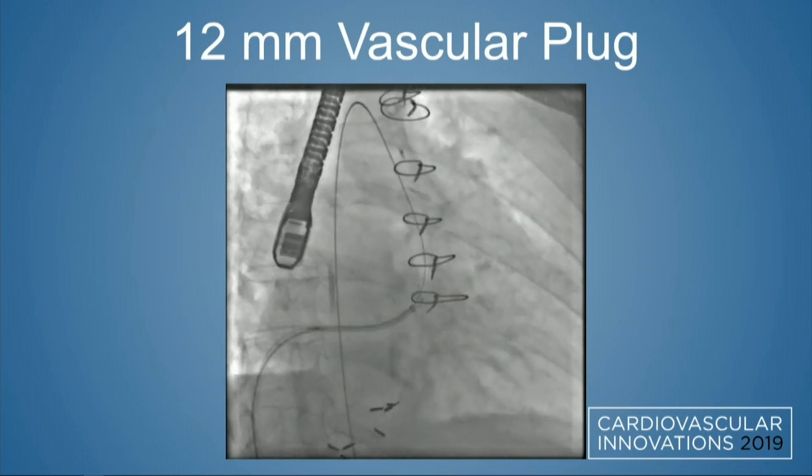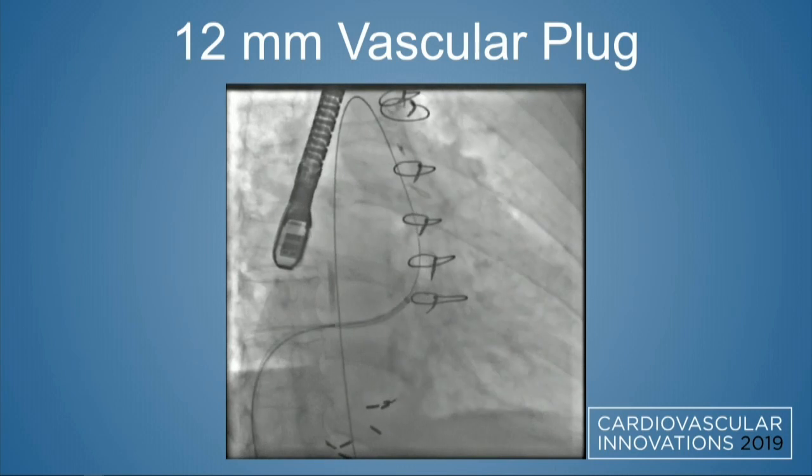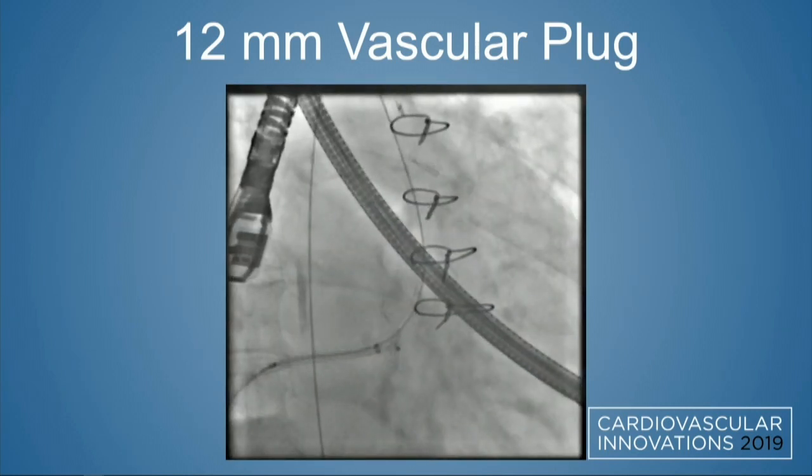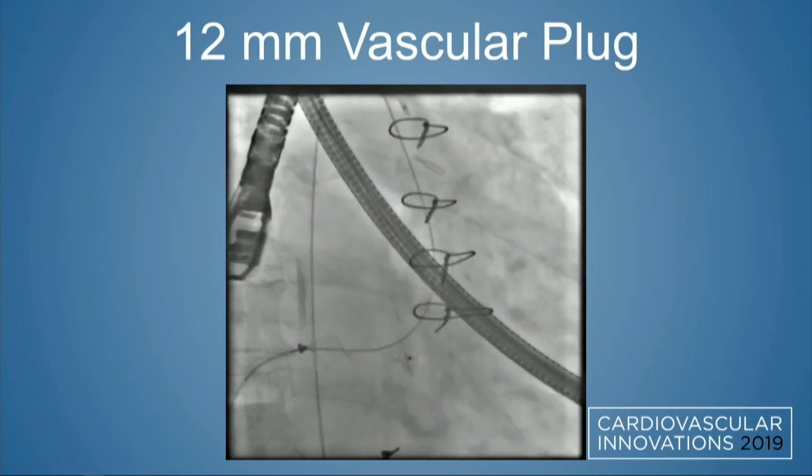So we went up with a 12 millimeter AVP2, which gets sent up just right alongside the rail. Here we're deploying that distal disc. We then pull back into the fistula and deploy the rest of the plug, which is being shown here.